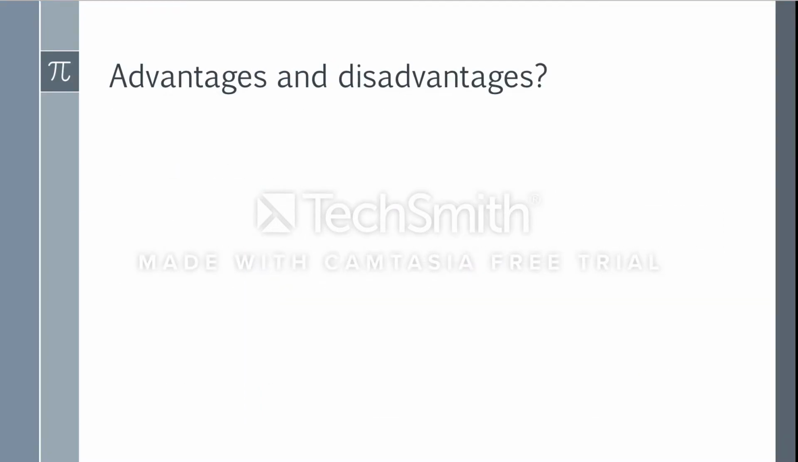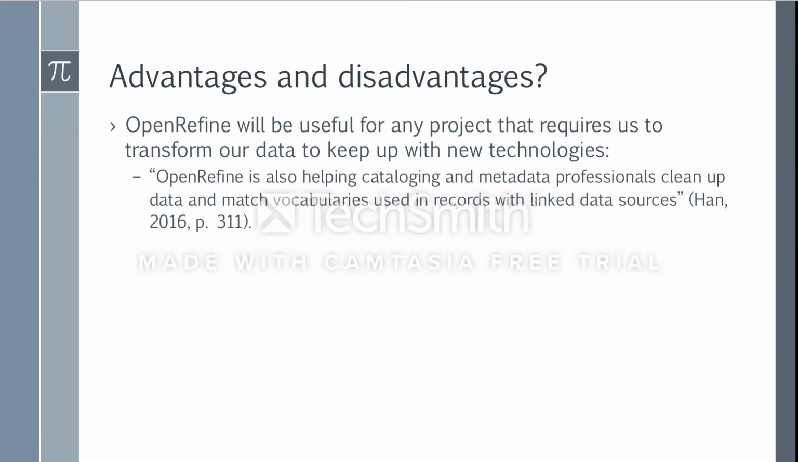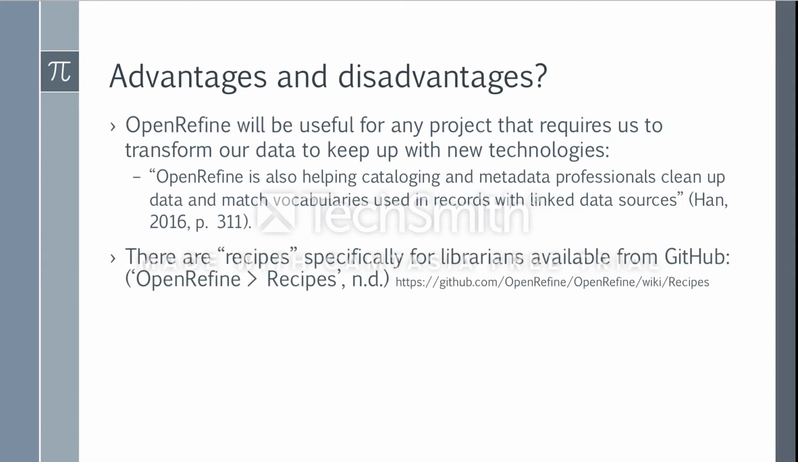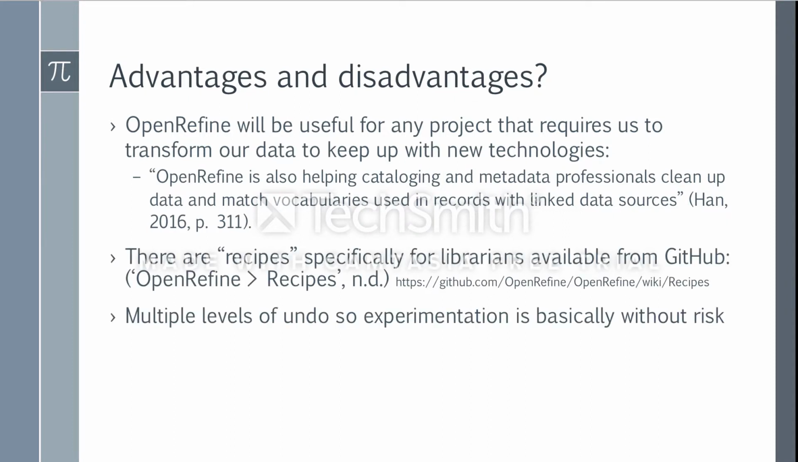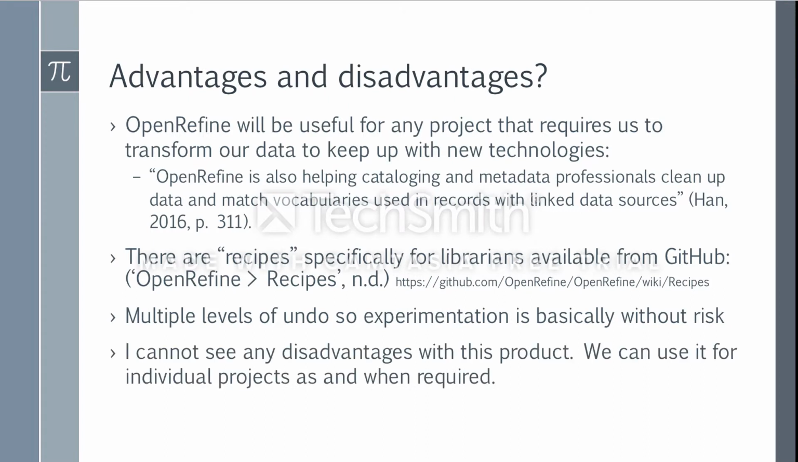So what are the advantages and disadvantages of OpenRefine? I think it'll be useful for any project that requires us to transform our data to keep up with new technologies. There are recipes specific for librarians available from GitHub, so there's lots of prior knowledge out there which is very helpful. Within a project there are multiple levels of undo, so experimentation is basically without risk, and I cannot see any disadvantages with this product. We can use it for individual projects as and when required.